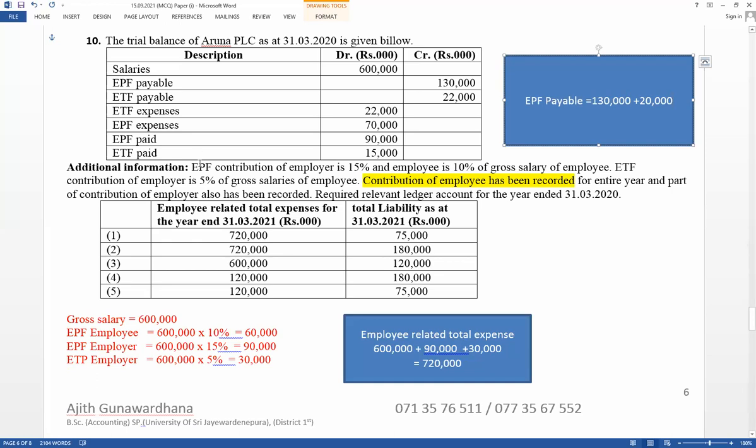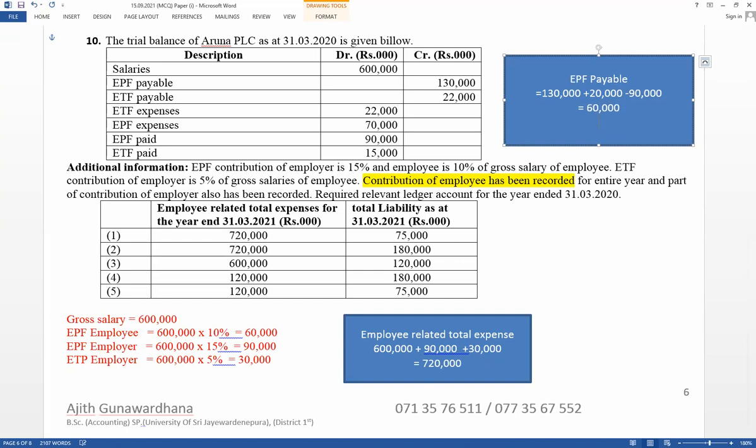As well as it has given EPF paid in cash 90,000. Therefore, from that value deduct 90,000. Think 20,000 you have to consider, 70,000 for the year value. So for the year value equals 90,000 and recorded as EPF expense 70,000. Balance 20,000. EPF expense account debit, EPF payable account credit. As well as given EPF paid in cash 90,000 deduct. Therefore, paid amount should be deducted. Therefore, EPF payable account balance equals 60,000.